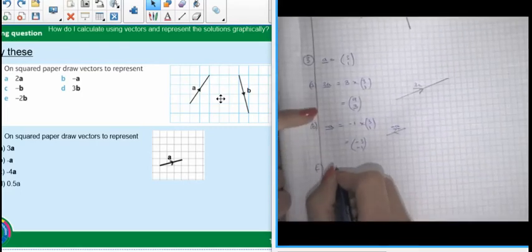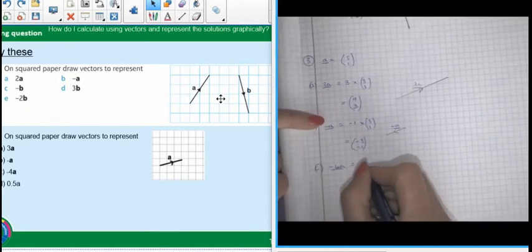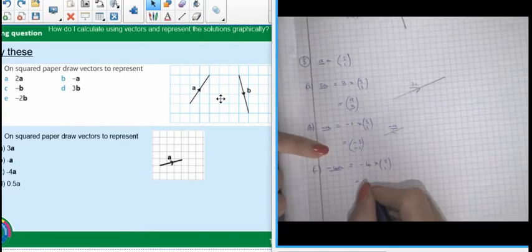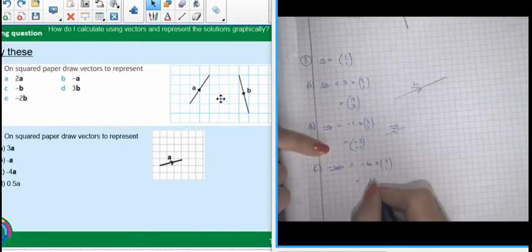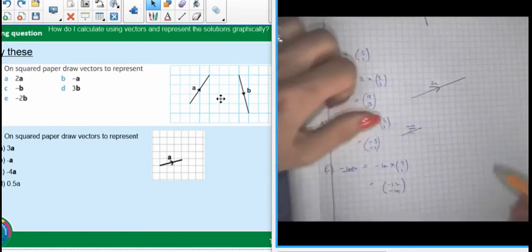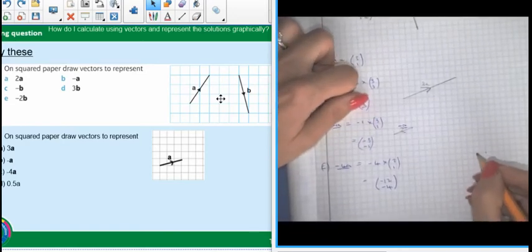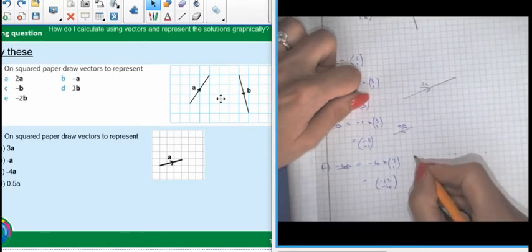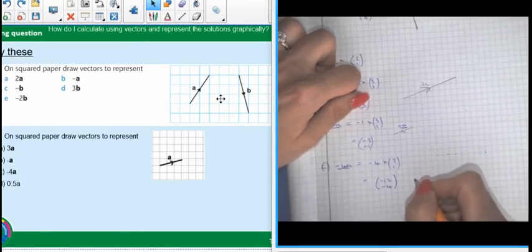Part c, negative 4a. That will be equal to negative 4 multiplied by (3, 1), which is (-12, -4). Right, so I'm going to have to start all the way over here, because I'm going 1, 2, 3, 4, 5, 6, 7, 8, 9, 10, 11, 12, 1, 2, 3, 4.